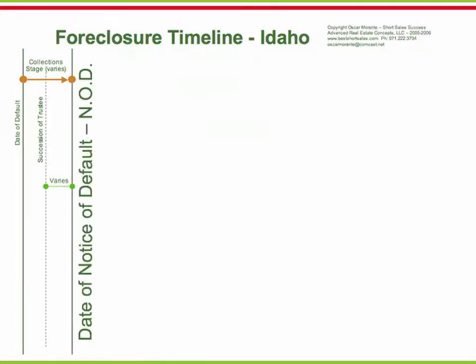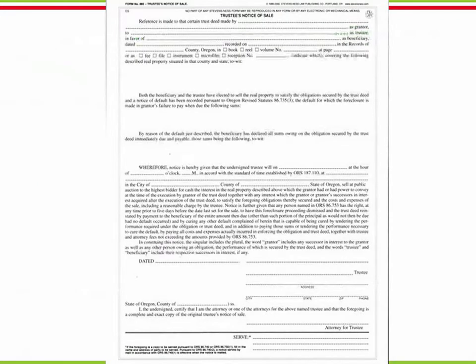The first action the trustee will take is to file a notice of default, or notice of trustee sale, at the county where the property is located. At this point, the default becomes public record and the trustee officially initiates the process of foreclosure. This is a notice of trustee sale sample.